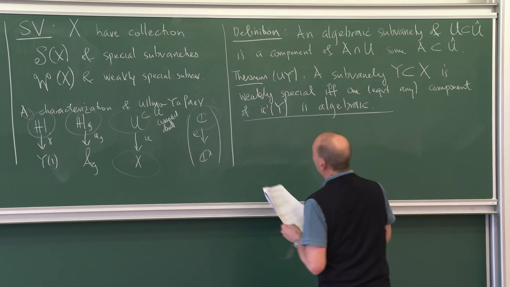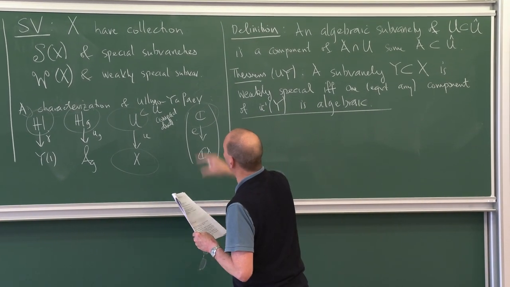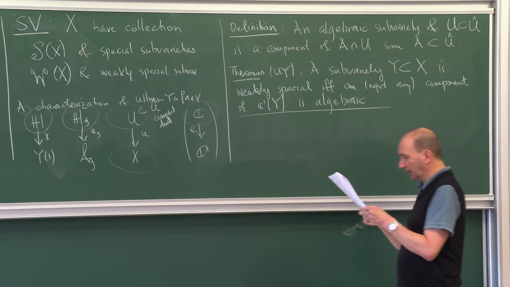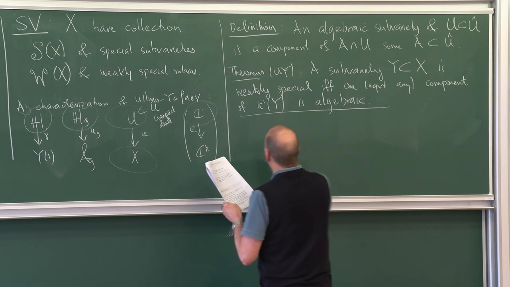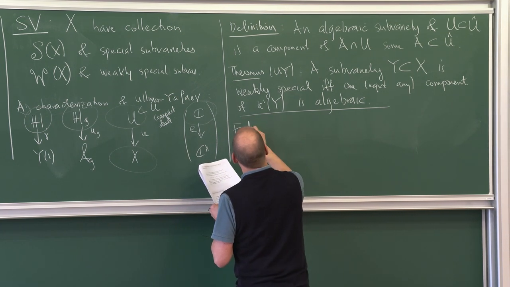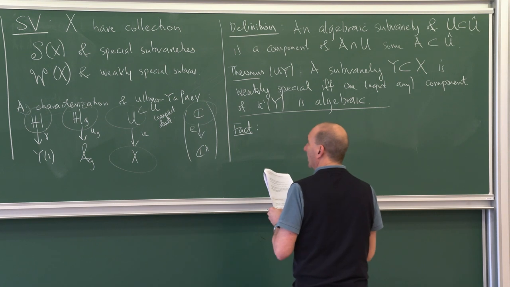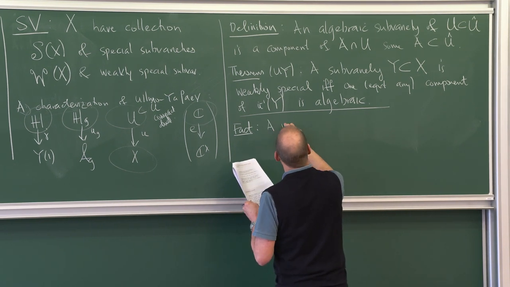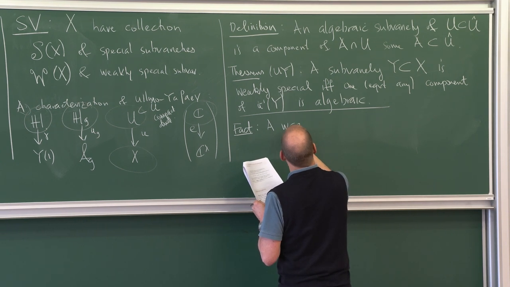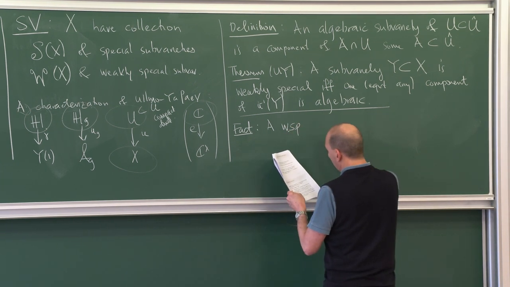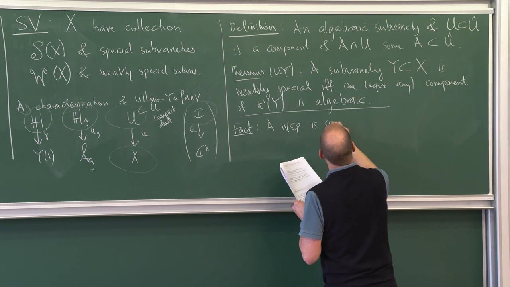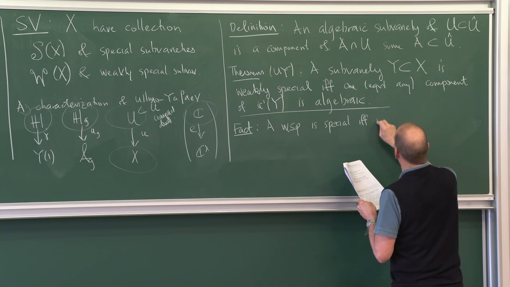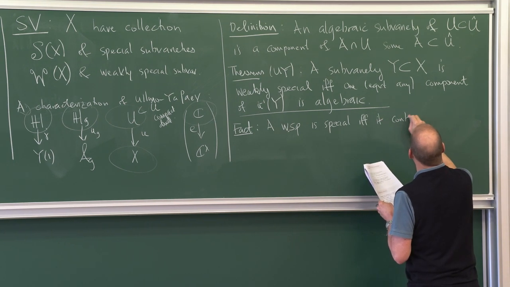So that's a characterization that will be useful for us and will also stand in for the full definition, which I don't want to actually give. And then we have a fact about the Shimura setup: a weakly special subvariety is special if and only if it contains a special point.